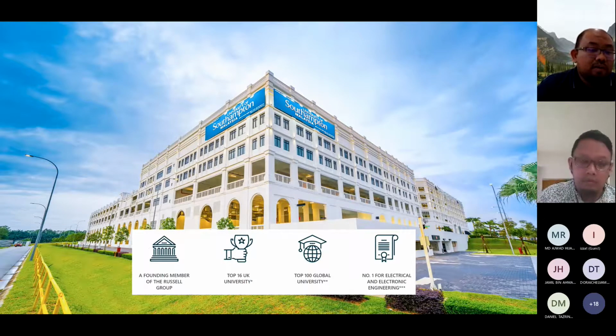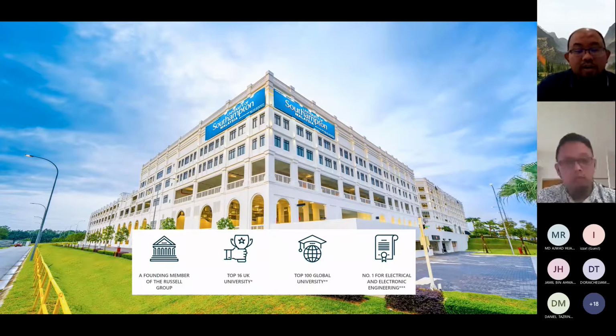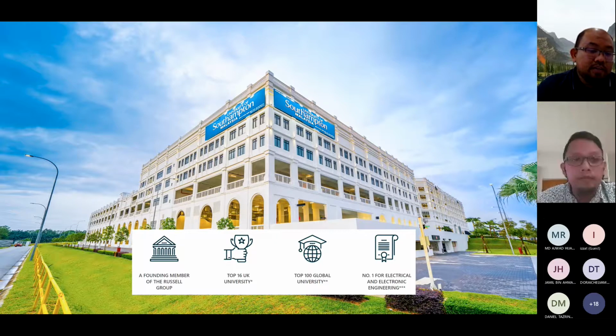Basically, the programs that we are offering at our campus are mainly engineering. Engineering has been in Malaysia for 10 years now. This is our 10th year. We have mechanical engineering, aeronautic, and electrical engineering. And we recently introduced new programs, for example, computer science, and some other business programs as well.